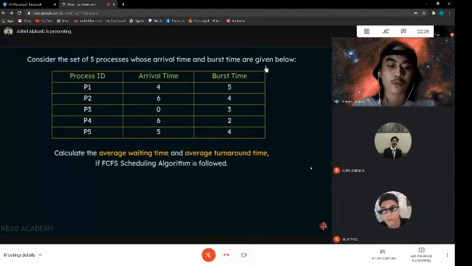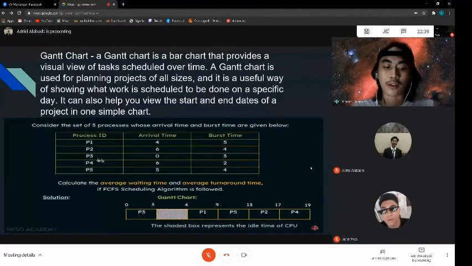In this set, we have five processes called P1, P2, P3, P4, and P5, given the arrival time and burst time. The problem is we need to calculate the average waiting time and average turnaround time in first come first serve order. We need to use the Gantt chart to solve the problem.